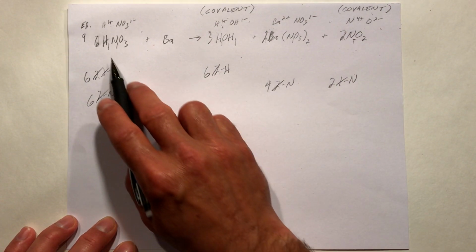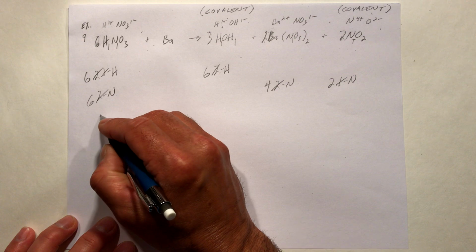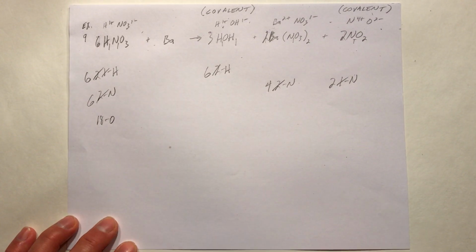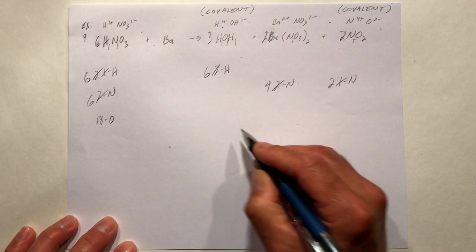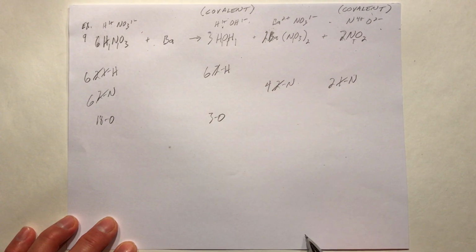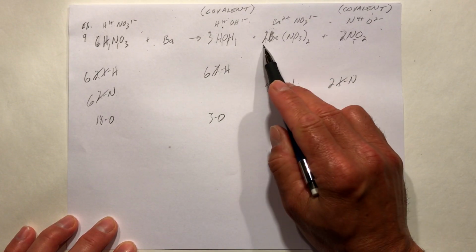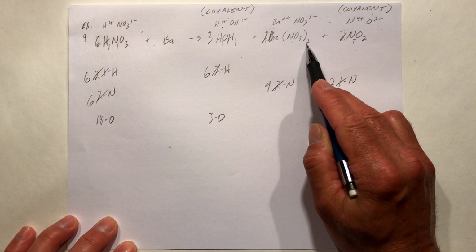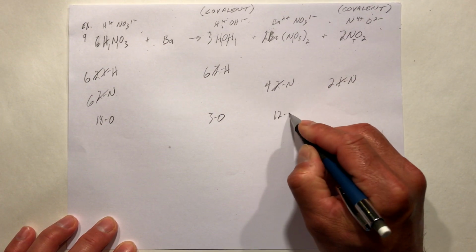Let's move on to the O's. 6 times 3 is 18 O's. 3 times 1 is 3 O's. We have some O's here. 2 times 2 is 4. 4 times 3 is 12 O's.